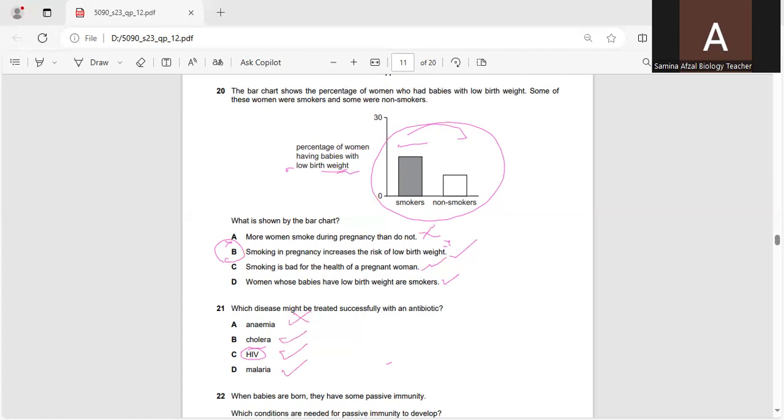So it means there is only one disease which is caused by bacteria. So cholera can only be treated with the help of antibiotics. All other diseases don't need antibiotics to be cured.